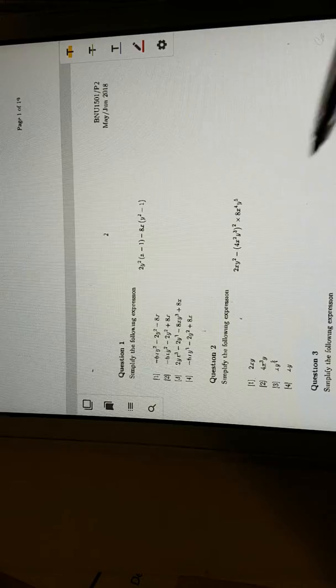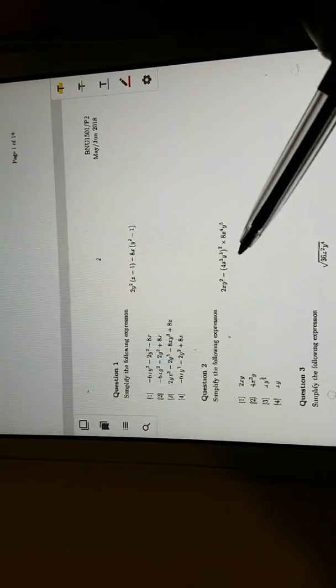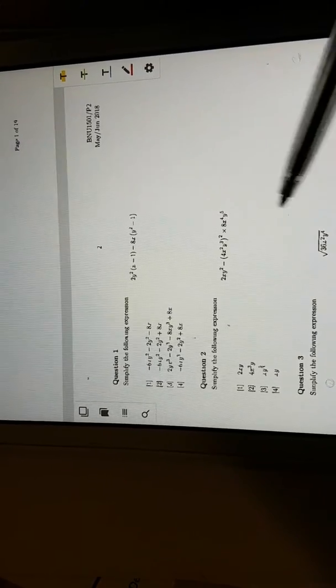Hello guys, let's move to May June 2018 second paper, question number 2. The question reads 2xy squared divided by, please don't say it's minus, it's divided by. I don't know what happens to the dots here. I think they disappeared, but it's division.